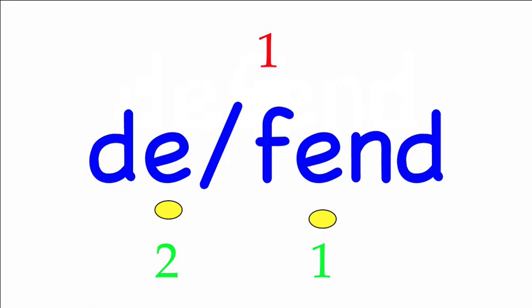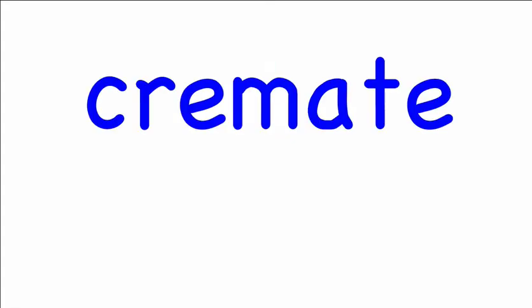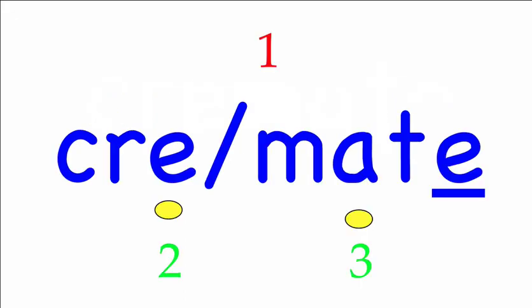Row 3. Cremate. Cremate. They will cremate the body. Cremate. 2 syllables. First syllable, cree, 3 sounds. K, R, E. Second syllable, mate, 3 sounds. A, T. Cremate. Mark the word. Cremate.